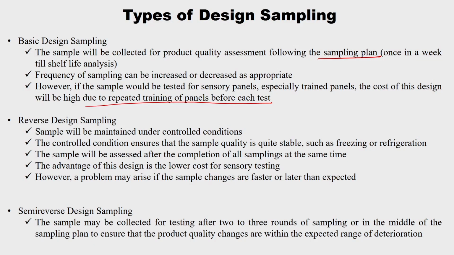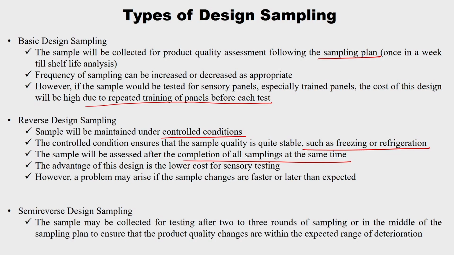In reverse design sampling, the sample will be maintained under controlled conditions, such as freezing or refrigeration, and this also goes as per the sampling plan. The controlled condition ensures that the sample quality remains quite stable. Because the condition is maintained, the samples will be accessed after the completion of all samplings at the same time. So, we take samples at different intervals, but when the test is carried out we access all samples at the same time.